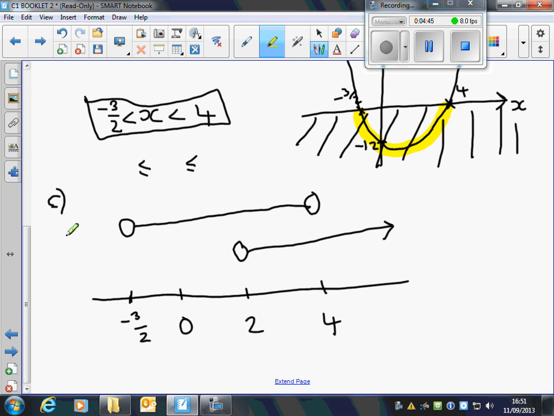So we want to find out what x values satisfy both those inequalities. So we're looking for where those lines overlap. So you can see that they overlap in this section here. So all of this section here where both inequalities overlap. So that's where x is between 2 and 4. So we write our final answer, x between 2 and 4. So x has to be greater than 2, but less than 4.